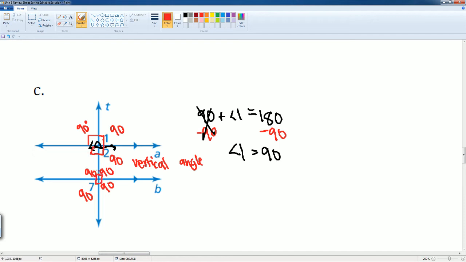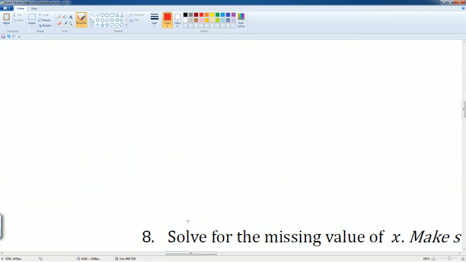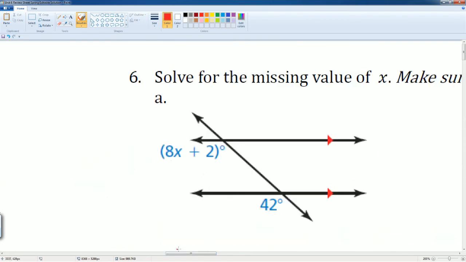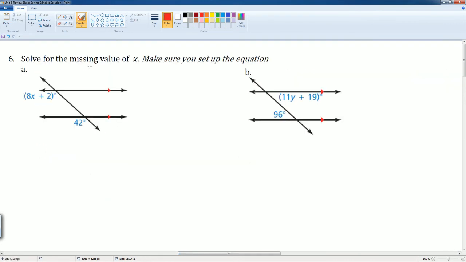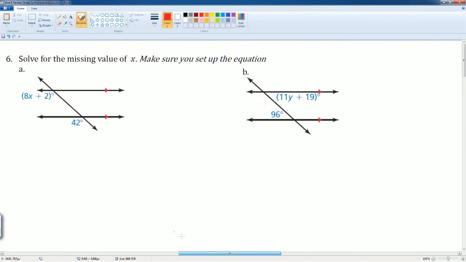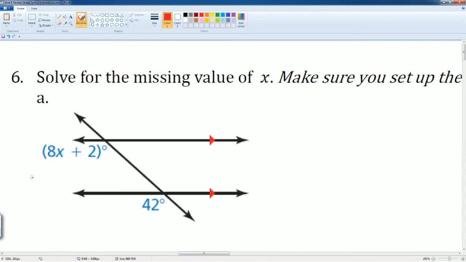Okay, good. Let's take a look now at question number 6. It's the same idea, but now we have to make sure we set up the equation and solve for it. Okay, let's take a look. We need to see how these two angles are related. So let me grab the angle and slide it. Okay, I'm going to slide this angle down.